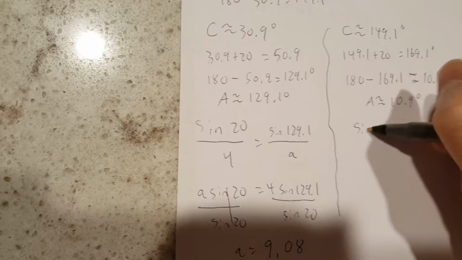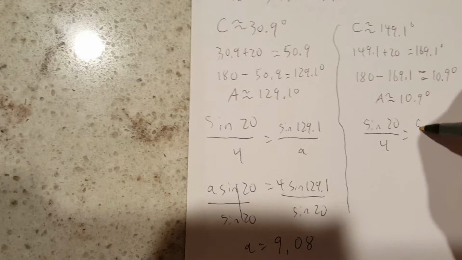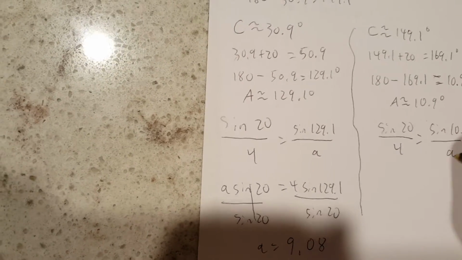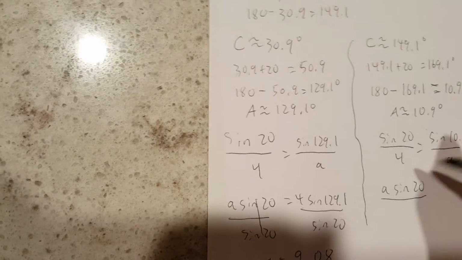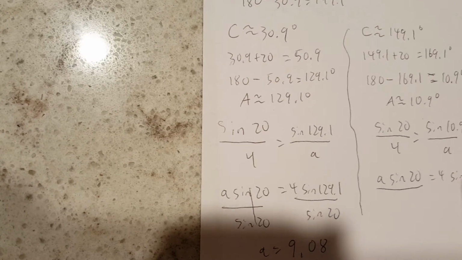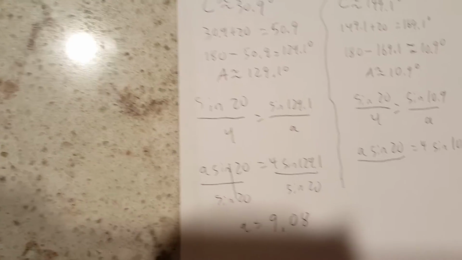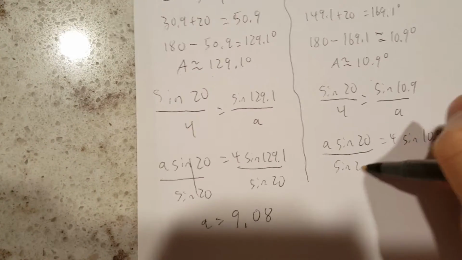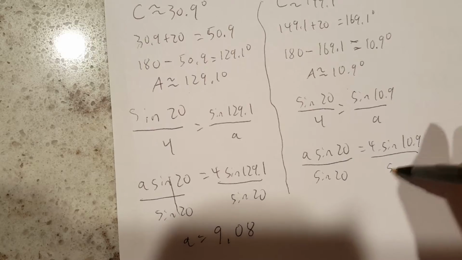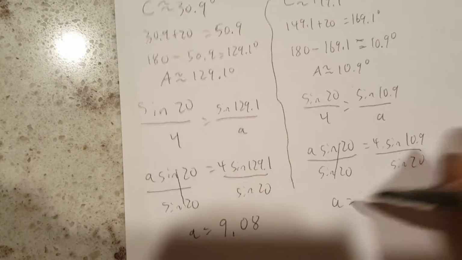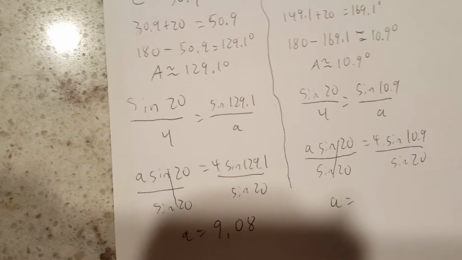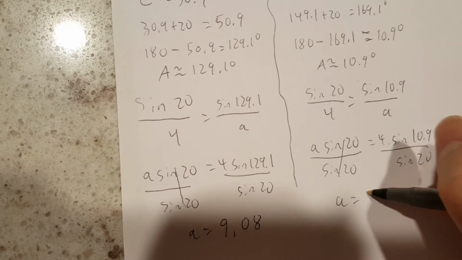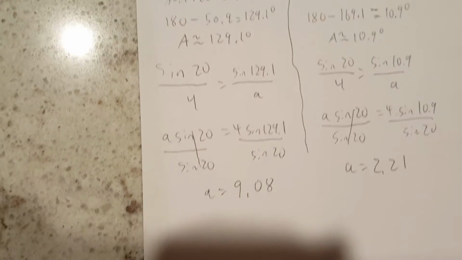And then if we do it here, we get sine 20 over 4 is equal to sine of 10.9 over a. So we get a sine 20 is equal to 4 sine 10.9. Then divide both sides by sine 20. And so a is, in this case, 2.21. And those are our two solutions.